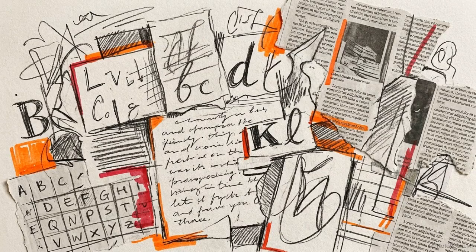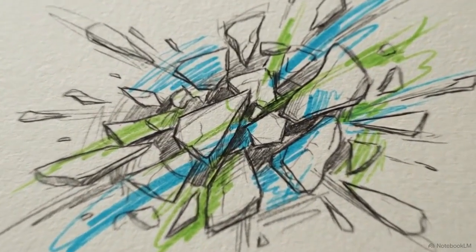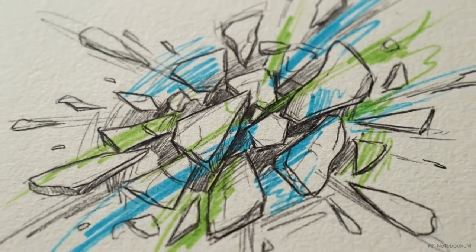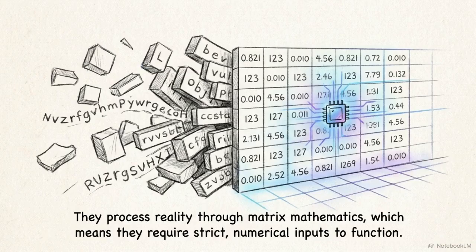Human language is inherently chaotic. It is full of unstructured nuance, context, and organic shifts in meaning. To a computer processor built to execute perfectly structured instructions, our language is completely opaque. Machine learning algorithms do not read words. They process reality through matrix mathematics, which means they require strict numerical inputs to function.